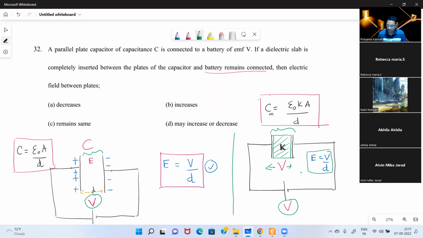Distance is the same. What about V? V is also the same. So V is the same, D is the same. Therefore, E will remain the same. The question is about the electric field between the plates. So what do you expect the electric field between the plates to be? Same. So the right answer is the third option. Are you clear?